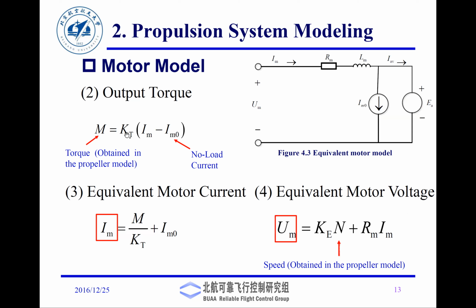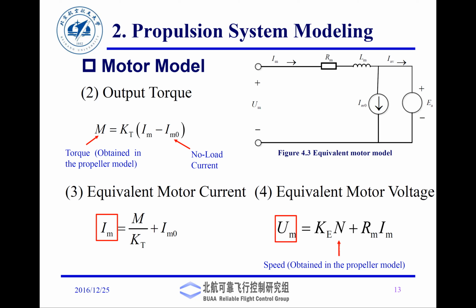And with these equations, you can find out the equivalent motor current, and then you can find out the equivalent motor voltage. So these two equations are applicable when you are trying to identify what motor to choose. So first, start with the thrust, decide the prop, and find out the speed at which the prop has to rotate.